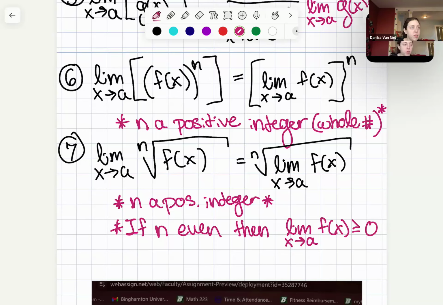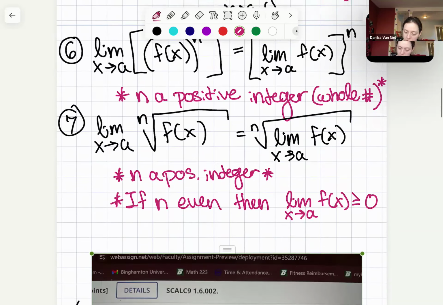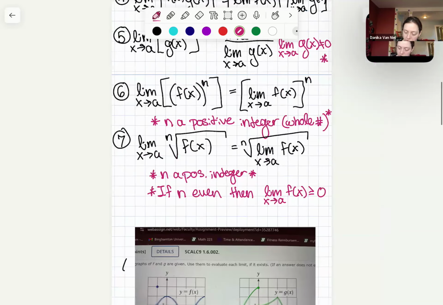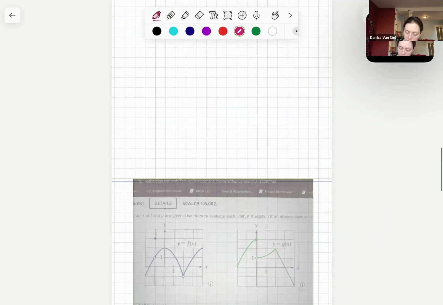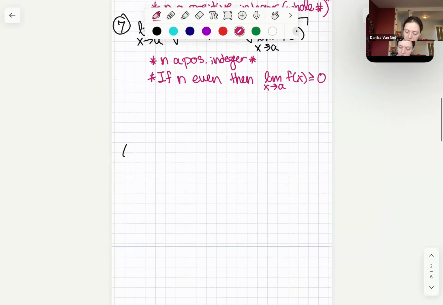Okay, so these are our limit laws. Let's do some examples. I'm worried if I cut it, I'm going to forget to paste it again later. So let's just move it really far down. Okay.